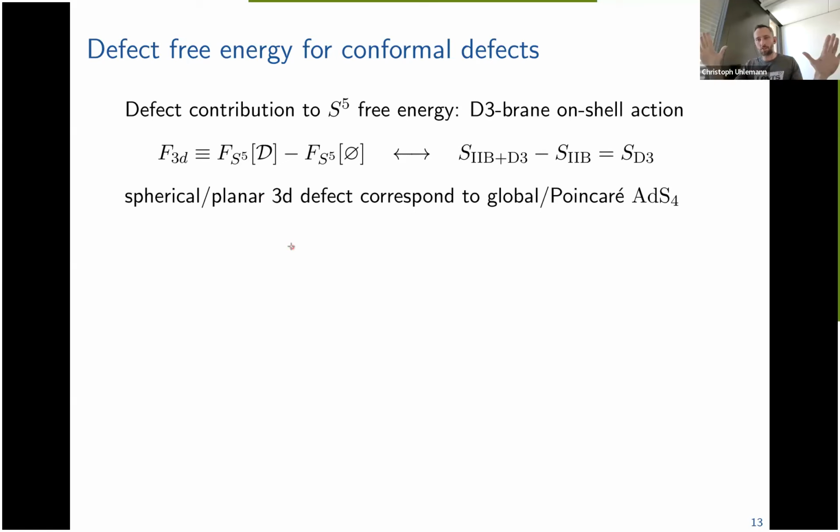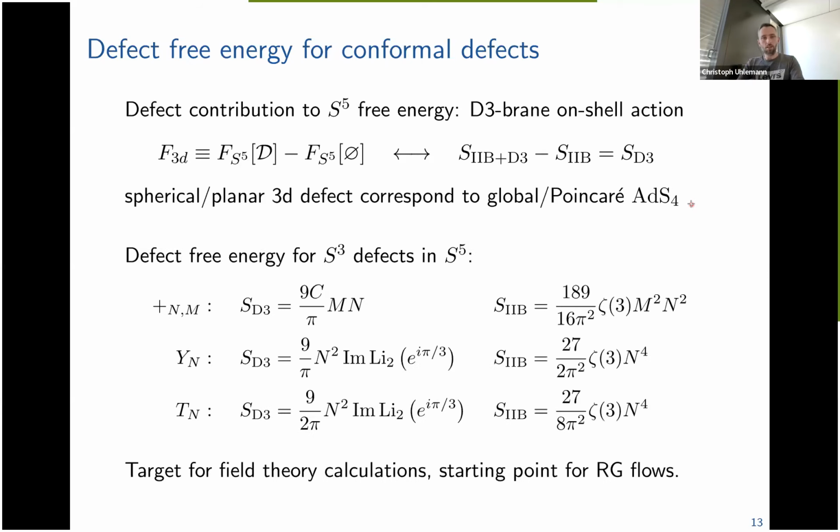In the brane web picture, we talked about 5D CFTs on flat space and planar defects, but now we want to switch to spherical defects. The only difference is basically to use global AdS instead of Poincaré AdS. And for the conformal defect, that makes no difference. So we can just calculate the free energies, and I'll give you, without further ado, the results.